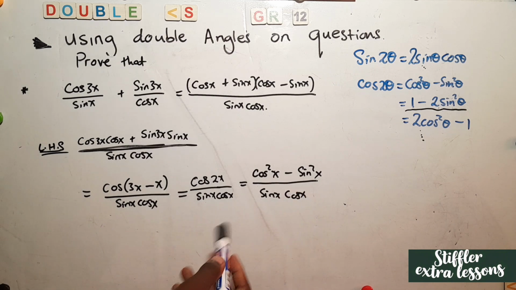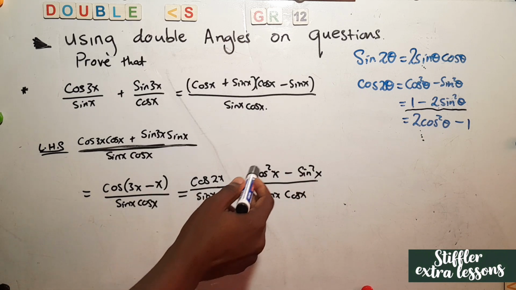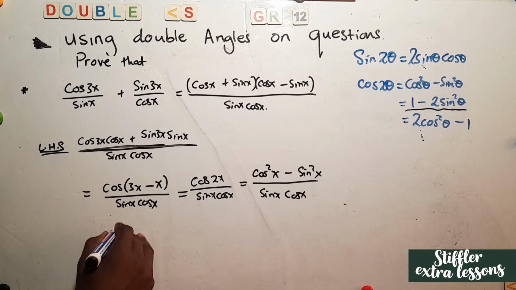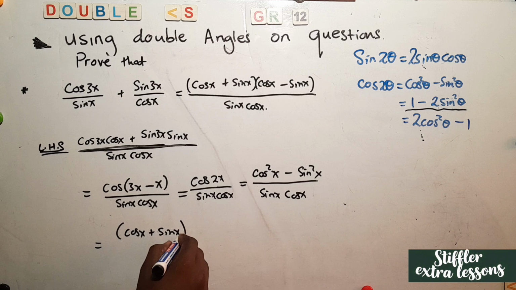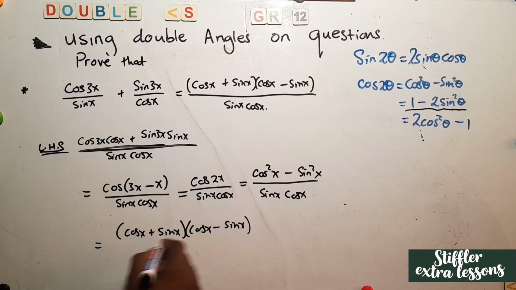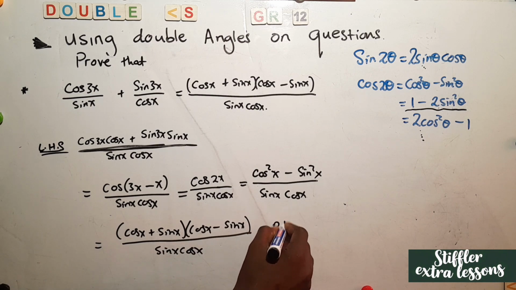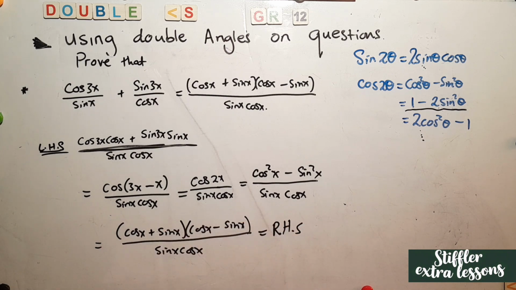And now we can see that this is the difference between 2 squares, right? Because this is saying cos squared x minus sine squared x. So this will be equivalent to (cos x plus sine x)(cos x minus sine x) all over sine x cos x, which is equal to the right hand side. So that's how we can use the double angles.